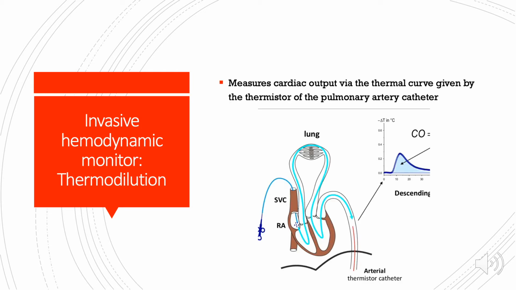For my invasive hemodynamic monitoring technique, I chose thermodilution. This is the most common and the gold standard for cardiac output. It measures the cardiac output via a thermal or time-temperature curve, which is given by the measurement of an injectate at the thermistor of the pulmonary artery catheter.